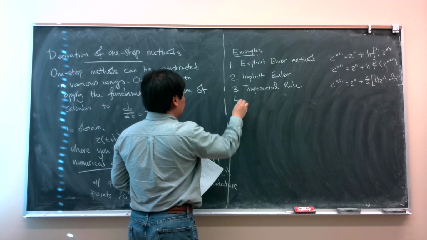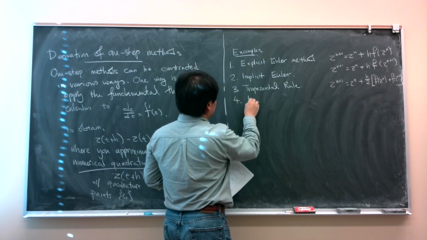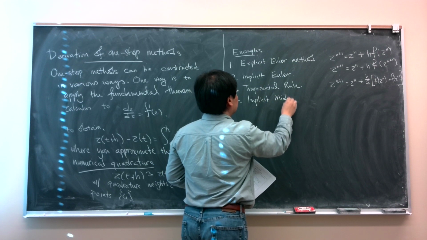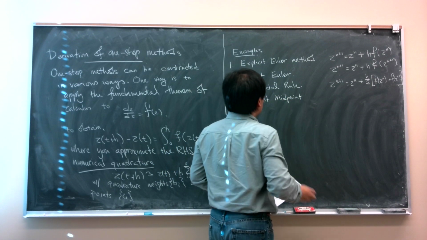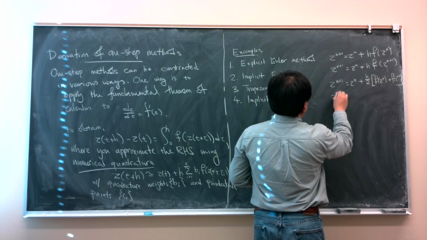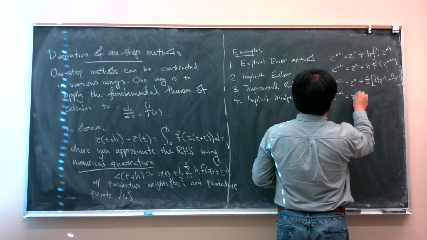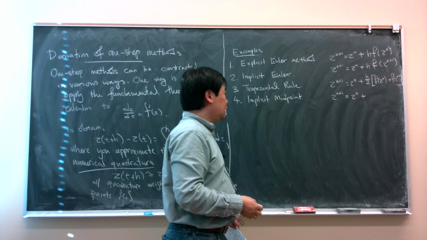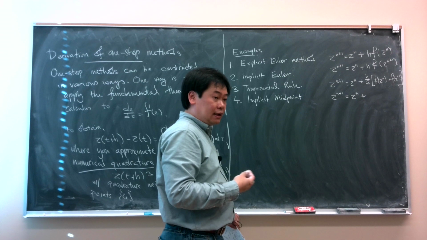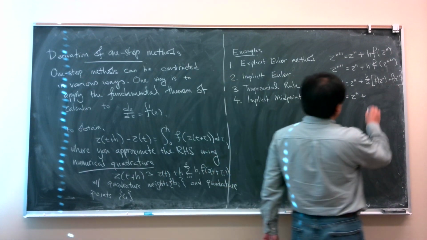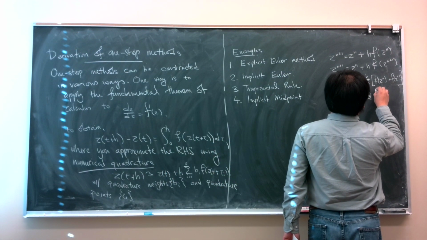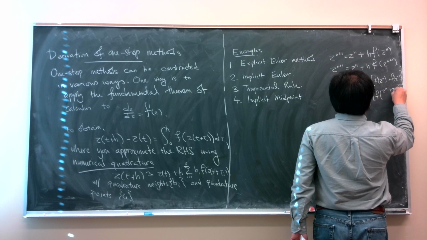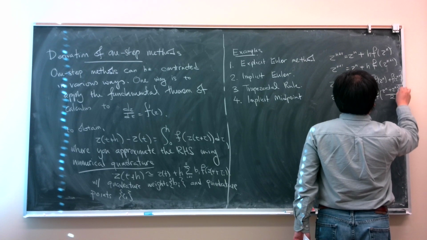And then finally, you have what is called the implicit midpoint method, which is what you get when you use the midpoint rule, evaluating the integrand at the midpoint of the two points. So this would be h times f evaluated at (z_n plus z_{n+1}) over 2.